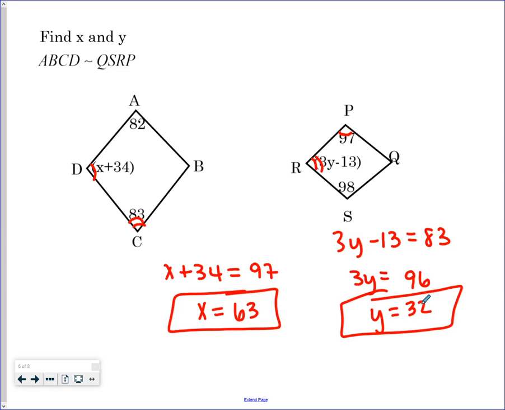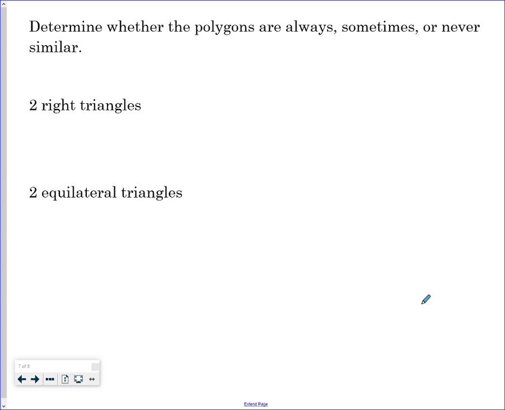Last 2 questions. Anybody need anything? Okay. These are your favorite. Determine whether the polygons are always, sometimes, or never similar, okay? If it's always, it's because it follows a rule or a theorem or a definition or something. If it's never, it's because it negates or goes against a rule. If it's sometimes, it's because it's somewhere in between, right?